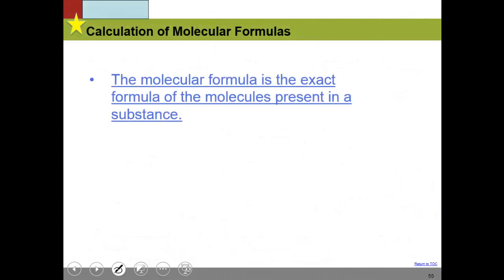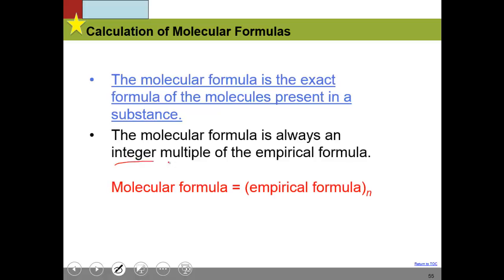Now, the molecular formula is the exact formula of the molecules found in nature. And the molecular formula is always an integer multiple of the empirical formula, where n is this integer.